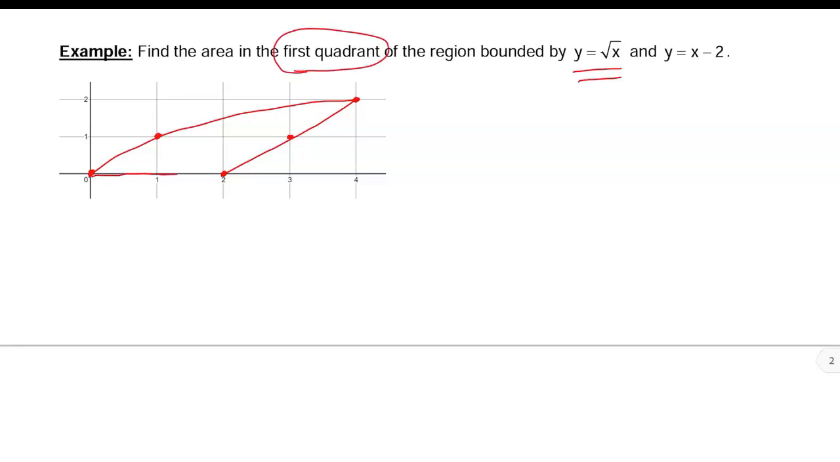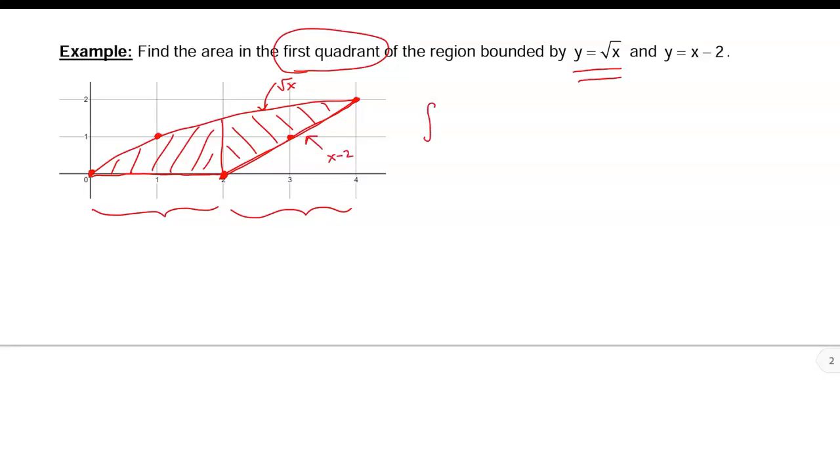So the x-axis serves as the lower bound from 0 to 2. So we have this region, and then we have a new lower bound from x equals 2 to x equals 4. So that's this region. We actually have two separate integrals to set up. The first one from 0 to 2 is just the upper bound is the square root of x and the lower bound is 0, for y equals 0. And then the second integral is going to go from 2 to 4 with the subtraction. Square root of x is the upper bound and x minus 2 is the lower bound.